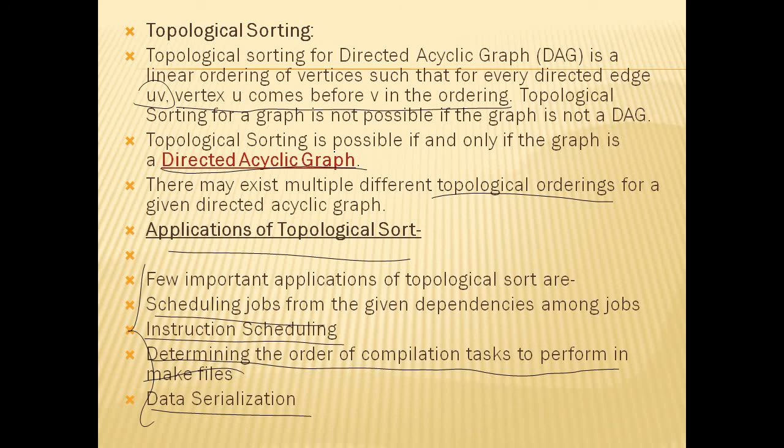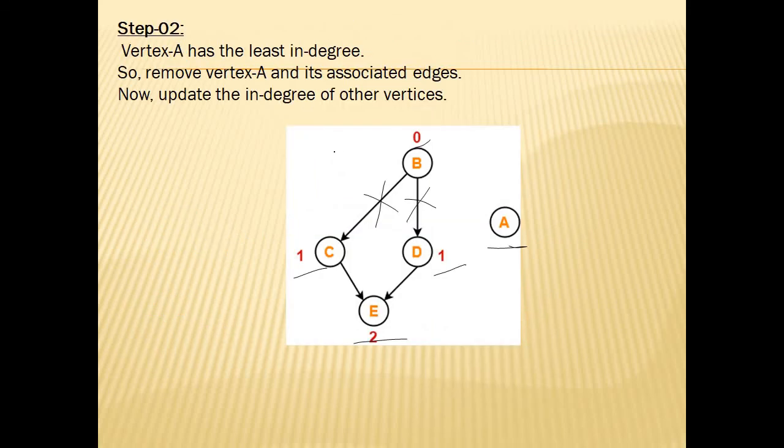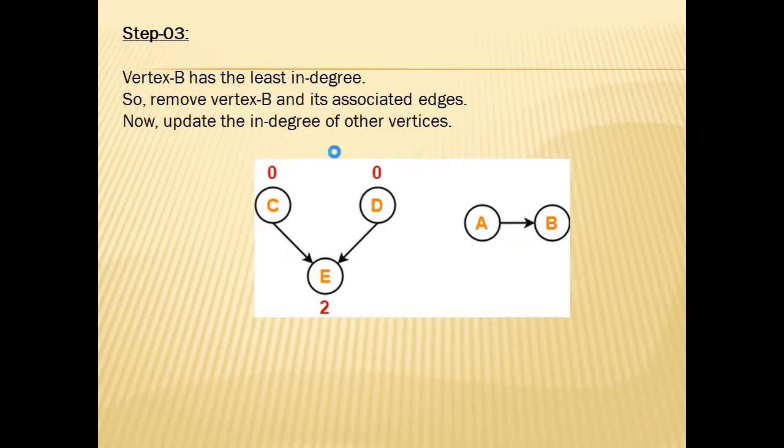So here what we did: if they provided any graph, first we need to find the indegrees of each vertex, and the vertex which has integrity 0, we'll remove from the graph and place it separately, and also remove its edges, and then we get another graph. Again we'll repeat the same process. If there is a chance to get more than one vertex with integrity 0, then we go with different cases, and we discussed that one also.